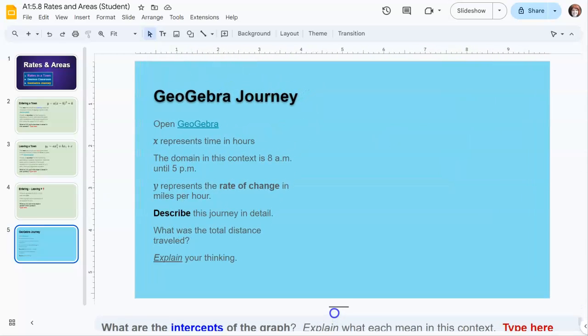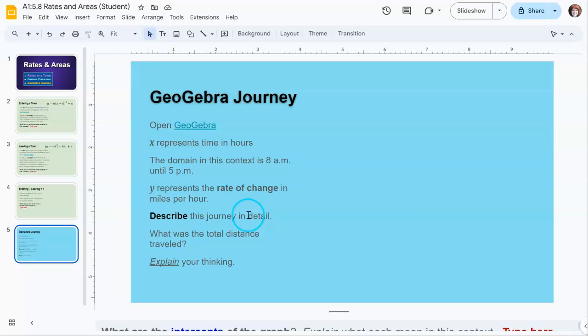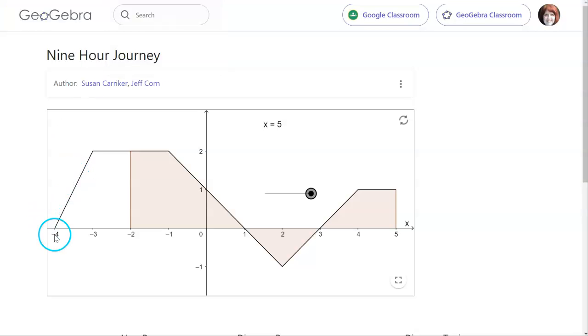Let's look at this. The slide says to describe the journey in detail. So they need to know when they started, time-wise, when they ended, anything significant along the way. So those intercepts, what's going on. How is their rate different as they go along? What's happening to the walker here as this is rising? What's happening as the graph is horizontal here? What's happening here as the graph is decreasing? And then this negative area underneath, what's happening there?